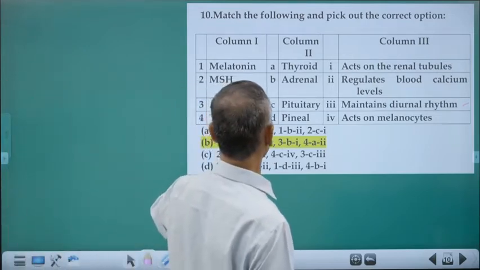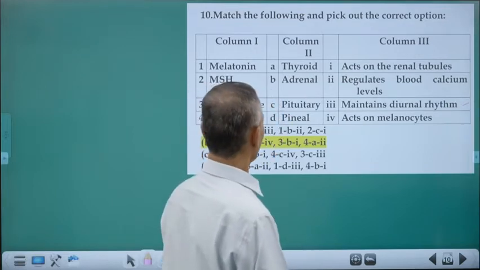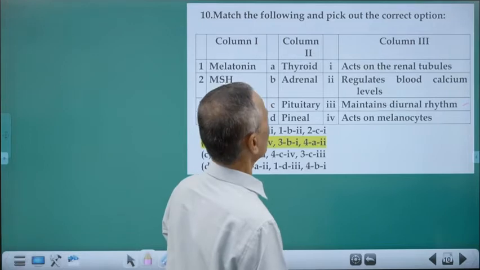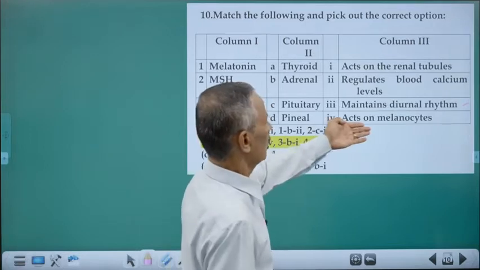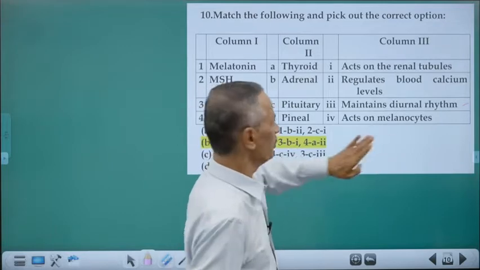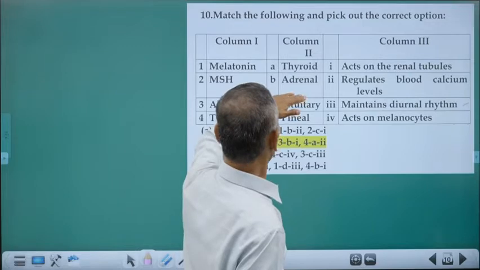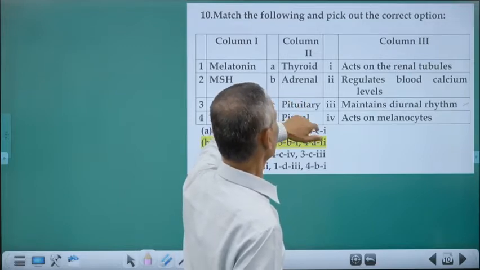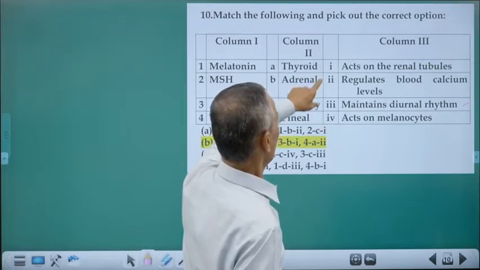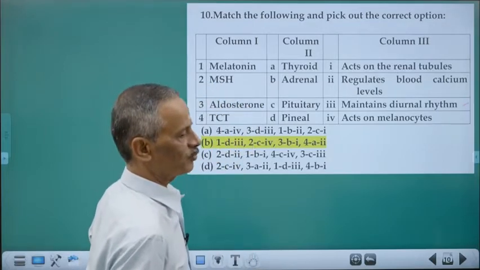Melanocyte stimulating hormone. It is produced by the pars intermedia of the pituitary, and it is responsible for regulation of the pigments. It does not have much role in human beings. Aldosterone. Aldosterone is a hormone of the adrenal cortex, and it acts on the renal tubules, responsible for the absorption of sodium.